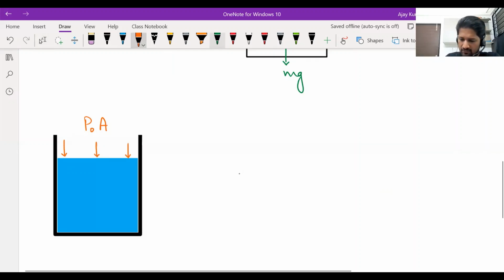And along with that, the liquid's own weight will also be pulling it down, mg, or density into volume into g. For convenience, I'm writing it as mg. From below, there won't be force due to atmospheric pressure, because between the lower surface of the liquid and the container, there is no air present. So on a liquid, that P naught into A will not be considered from below.